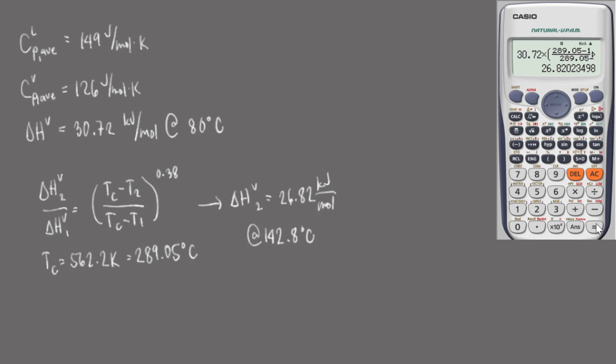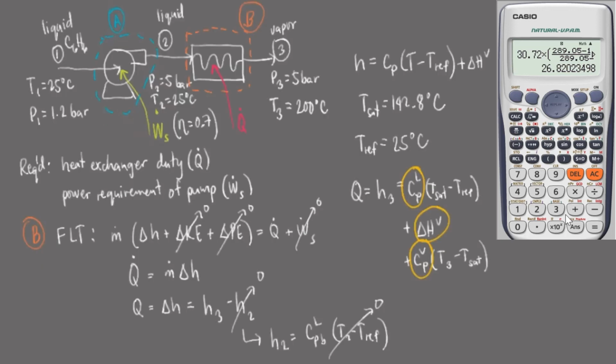Now we have the values of the three parameters that we need to solve our equation. We can now substitute this back to our equation to determine the duty of the heat exchanger. Substituting on the first term of the enthalpy, we have the enthalpy of the liquid, that is 149 joules per mole per Kelvin, multiplied by saturation temperature, 142.8 minus reference temperature, 25, plus our adjusted value of the enthalpy of vaporization, that is 26,820 joules per mole. Remember that our value obtained earlier was in kilojoules per mole, so don't forget to convert.